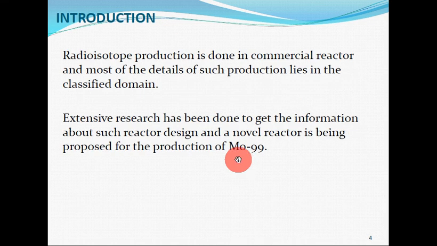Introduction. Radioisotope production is done in commercial reactors, and most of the detail of such production lies in the classified domain. Extensive research has been done to get the information about such reactor design, and a novel reactor is being proposed for the production of molybdenum-99.